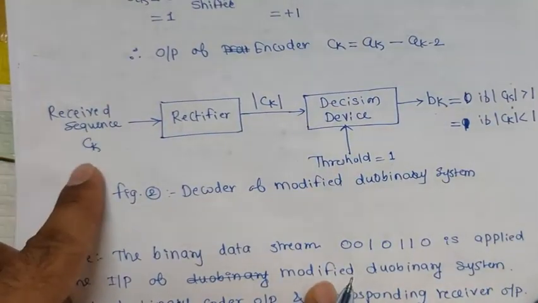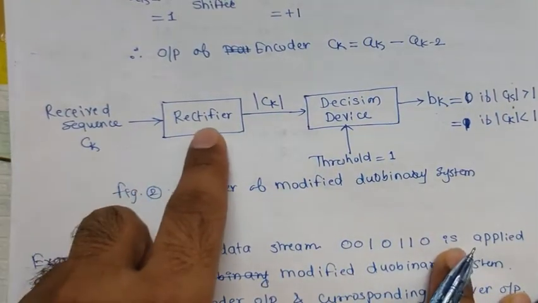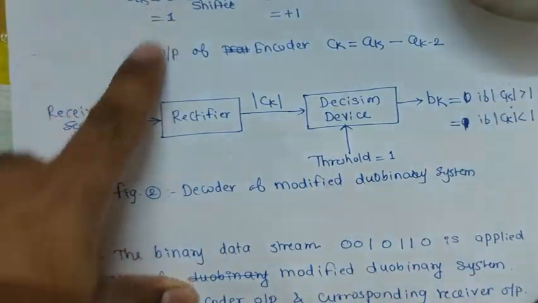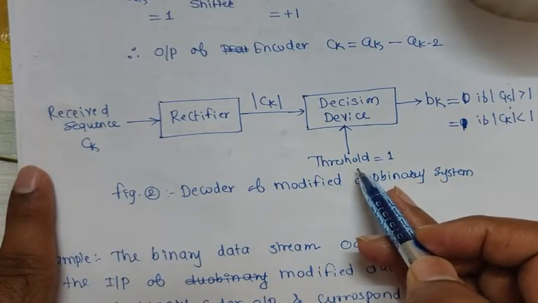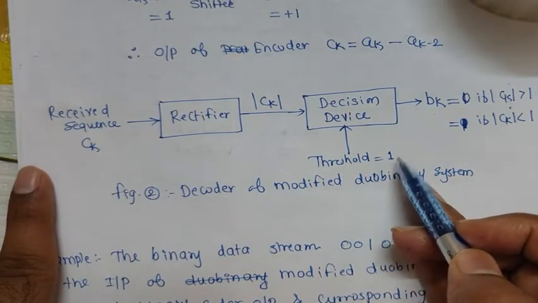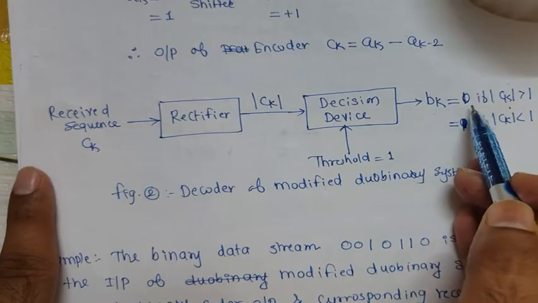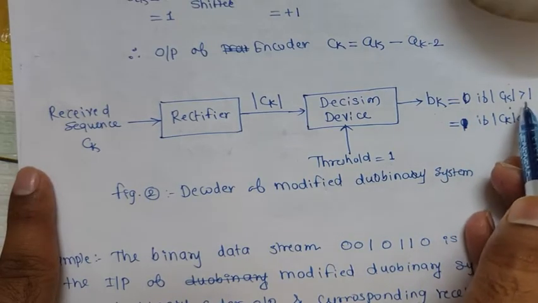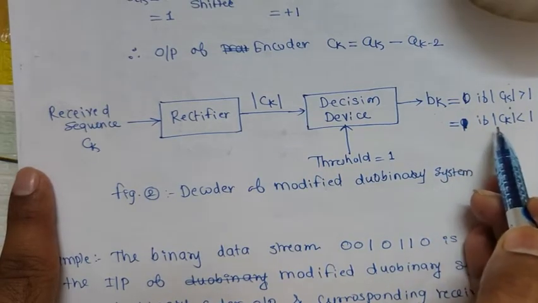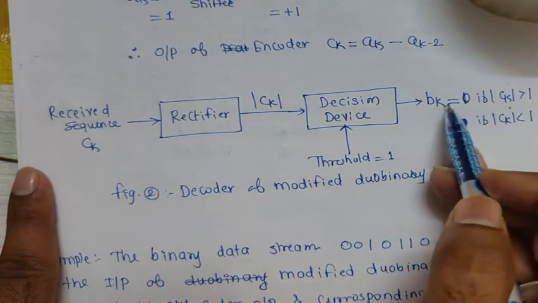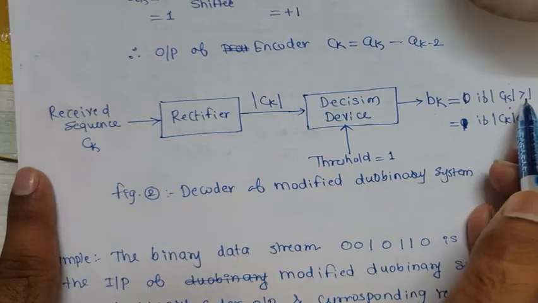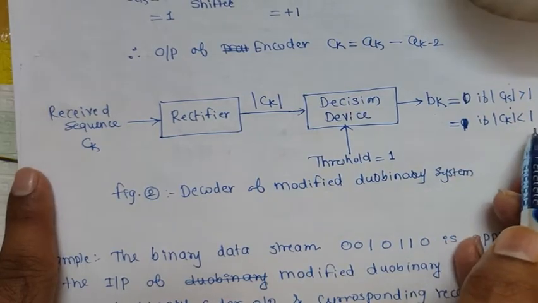The received sequence ck is given to the rectifier, which gives us the modulus of ck, and then to the decision device, which is set at a threshold level of 1. The decision is that bk is equal to 0 if mod of ck is greater than 1, and bk is equal to 1 if mod of ck is less than 1. This decision is very important.